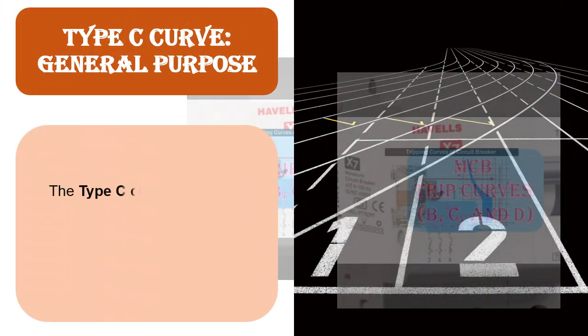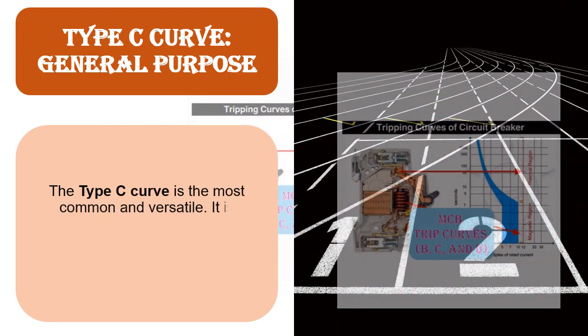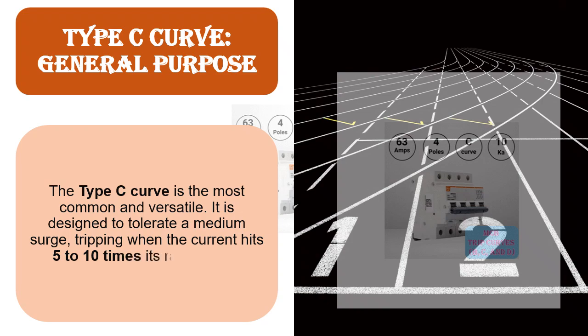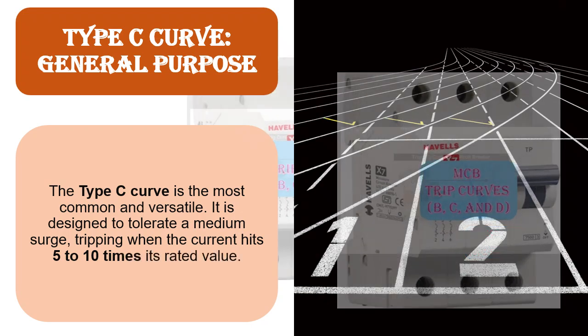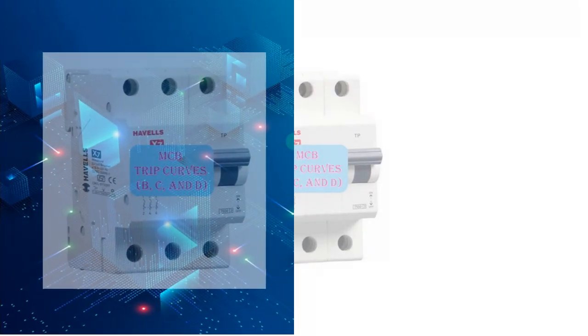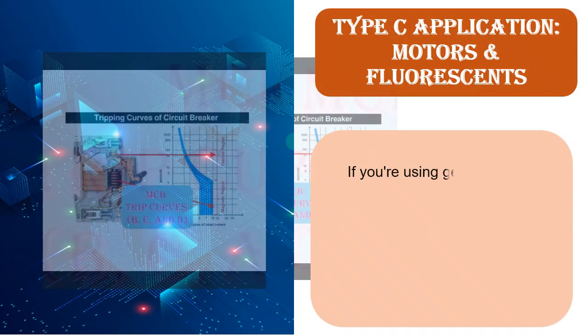Type C curve, general purpose. The Type C curve is the most common and versatile. It is designed to tolerate a medium surge, tripping when the current hits 5 to 10 times its rated value. Type C application, motors and fluorescents.